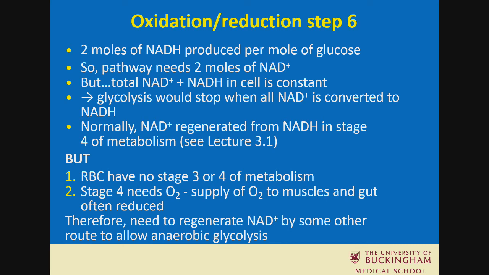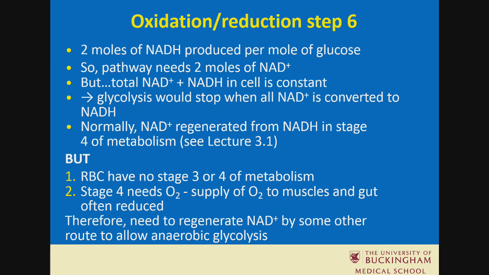So, for example, red blood cells don't have mitochondria. So mitochondria is where the 3rd and 4th stages of metabolism occur. So actually glycolysis is all that red blood cells have. Also, the 4th stage of metabolism requires a ready supply of oxygen.